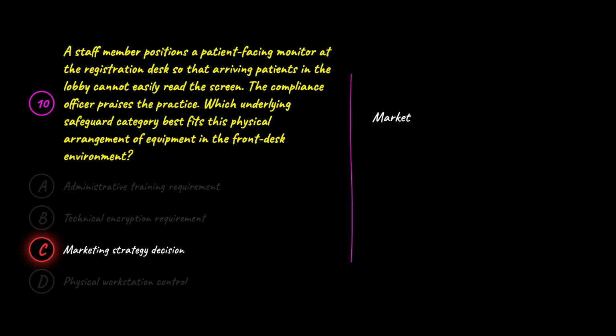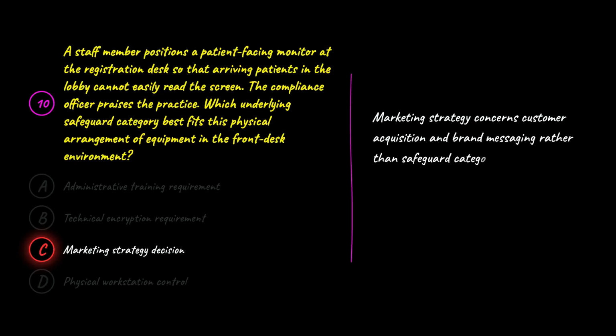C is wrong because marketing strategy concerns customer acquisition and brand messaging rather than safeguard categories, so it does not match the physical workstation control that the compliance officer is praising at the desk. HIPAA's security rule includes physical safeguards, which protect the tangible placement and access of equipment, workstations, and facilities that handle protected health information. Monitor placement at a registration desk is a classic example.